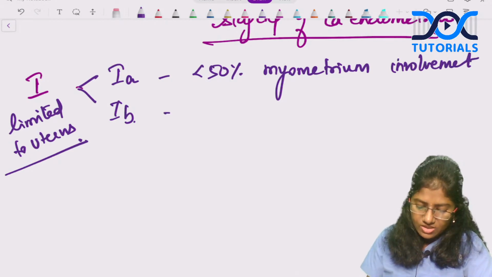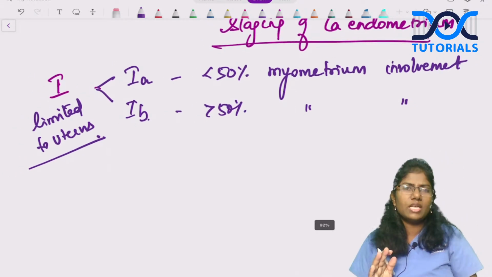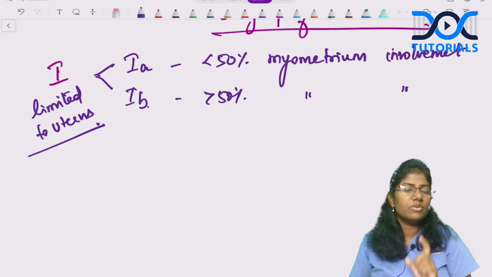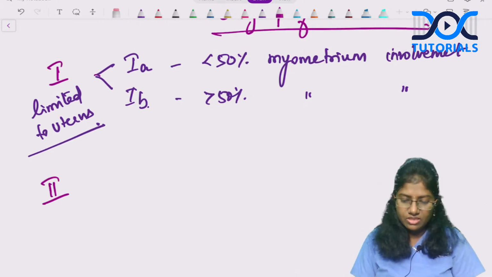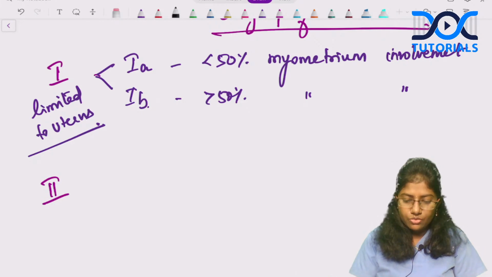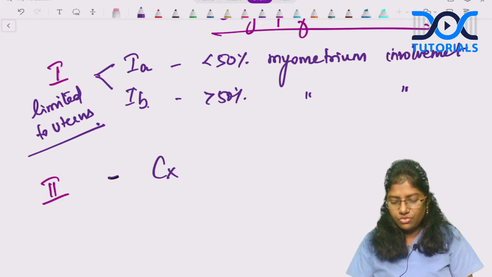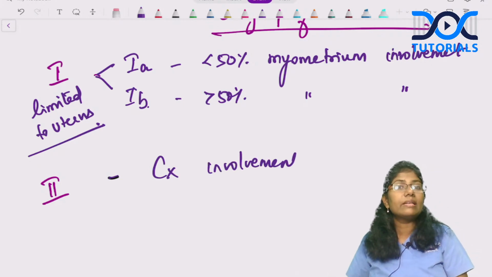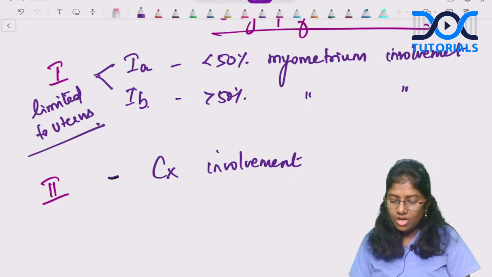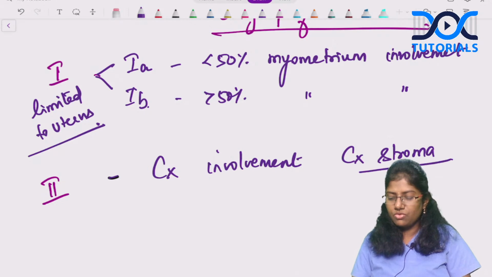Okay, coming to stage 2. Under stage 2, all FMGE aspirants, what I want you to remember is only one point. Stage 2 of endometrial cancer is involvement of the cervix. So not the cervical gland but the cervical stroma.